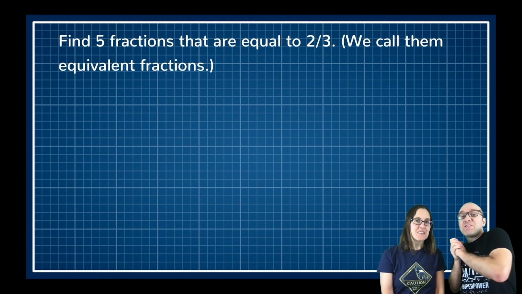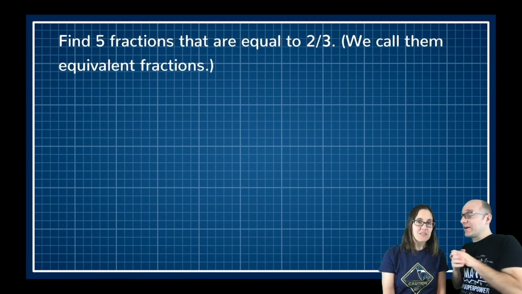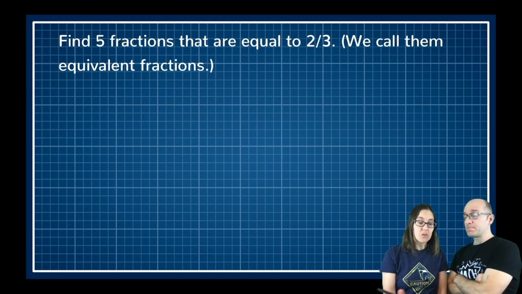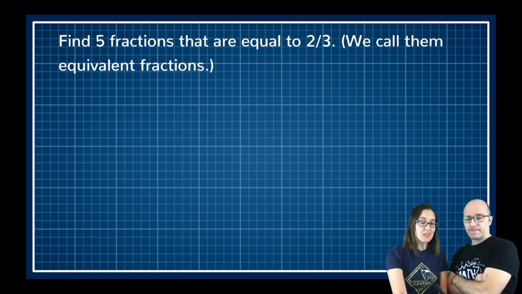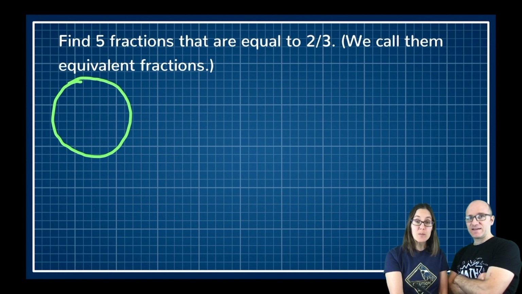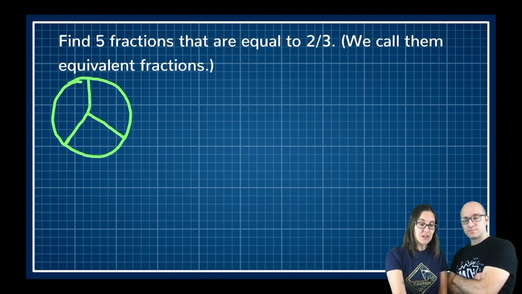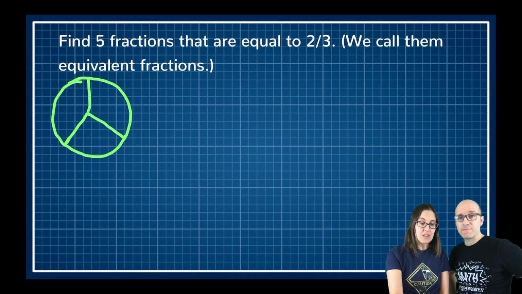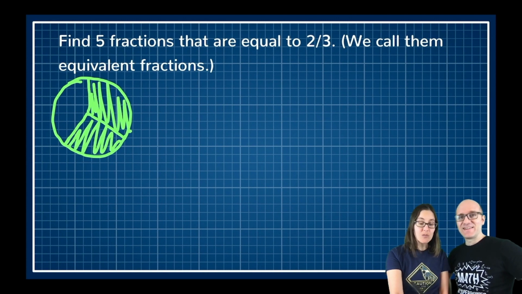I want you to write 5 fractions that are equal to 2/3, so equivalent fractions. An easy way to do this, in my opinion, is to think of that pizza, but this time, instead of gluing pieces together, we're going to be breaking them apart. So here is 2/3 of a pizza. That's 3 slices of a pizza, so each individual slice is 1/3 of the pizza. And if I shade it in like this, there we go. That's 2/3 of a pizza.